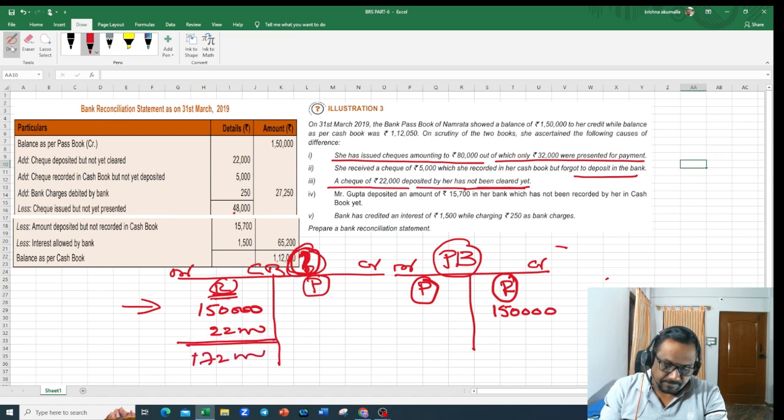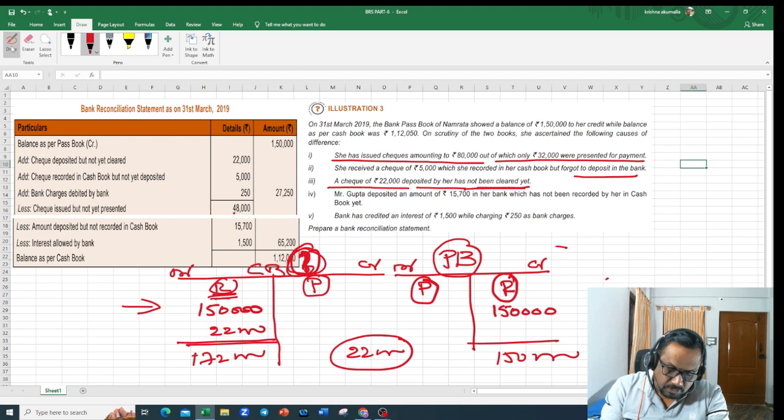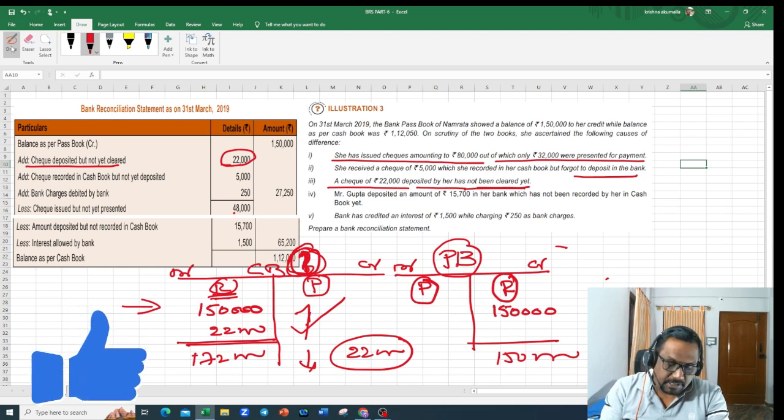1,72,000. How much is here? 1,50,000. What is the difference? 22,000. To the extent of 22,000, the cash book balance is increased or decreased? Cash book balance is increased. Since the cash book balance is increased, we have to add. So adding: checks deposited but not yet cleared, 22,000. So that is done.